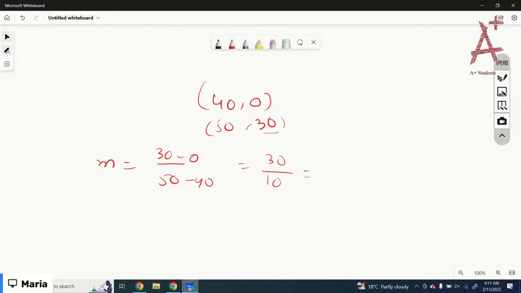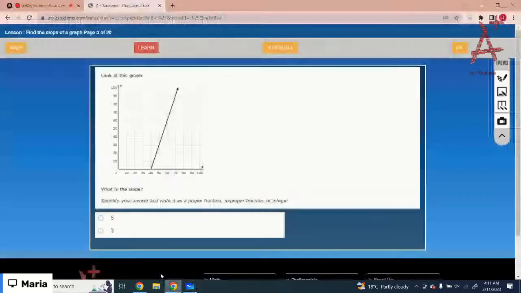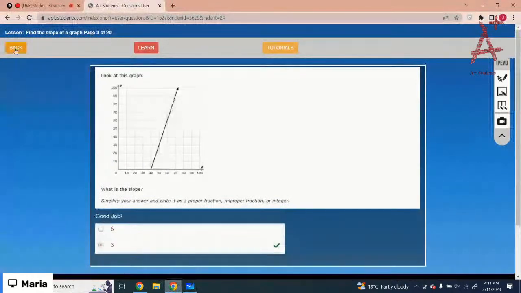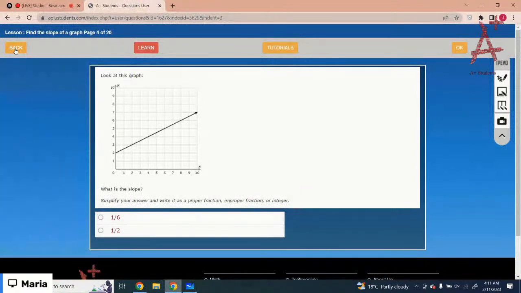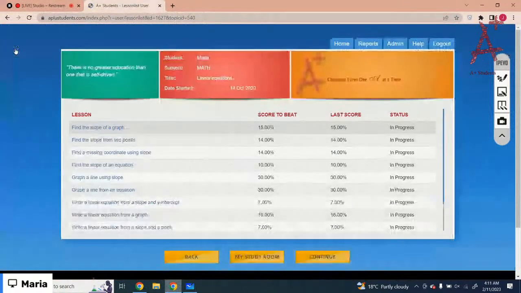So 10 times what number is 30? 10 times 3 is 30. Got it? So the slope for the points is 3. Okay, so the slope of this graph is 3. Got it? You can complete the test by yourself later today. Let me just move on to the next lesson.